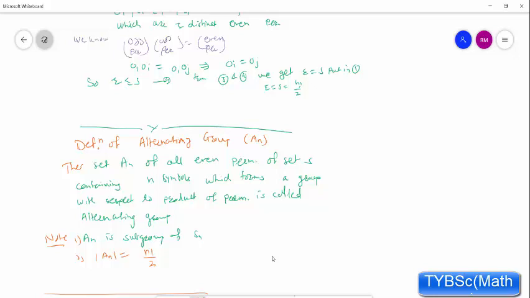This is also one of the important groups, and it is also used in topics related to properties of chemical bonding. So An is always a subgroup of Sn, and the cardinality of An, meaning the number of elements in An, is n factorial by 2, because Sn has n factorial elements.